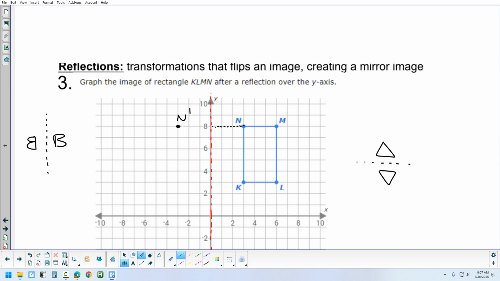Okay. Let's do M. How many units is M from the red dotted line that we're flipping over? 6. It's 6, and right now it's 6 to the right. So when we flip it, it's going to be 6 to the left. 1, 2, 3, 4, 5, 6.